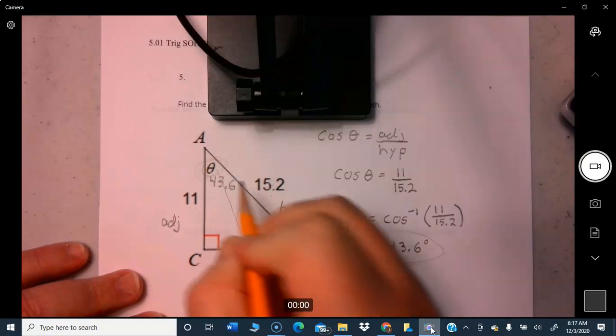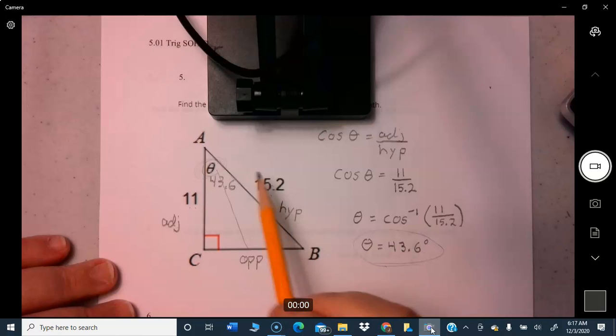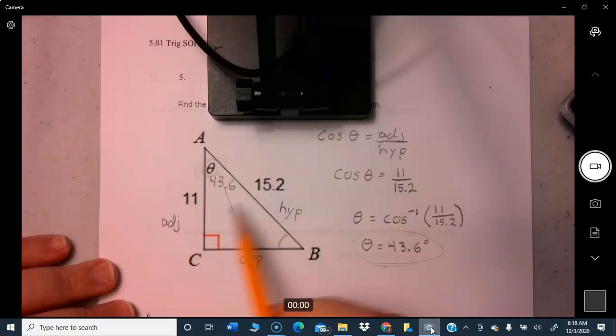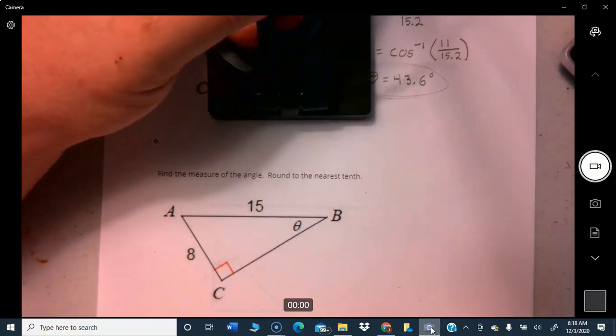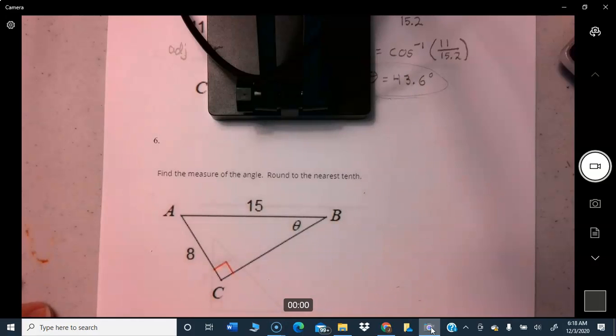43.6 degrees. And again, if I took 180 minus 43.6 minus 90, it would tell me what this angle is. But it didn't, so we're not going to do that, okay? And you could also figure out what the opposite is using either trigonometry or the Pythagorean theorem. Okay? All right, let's move on. Similar problem right here.